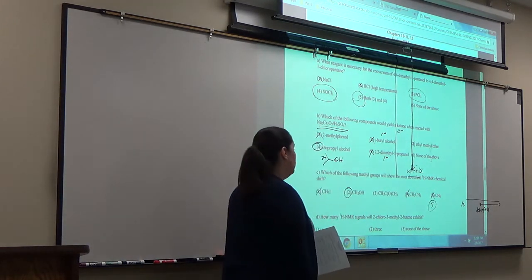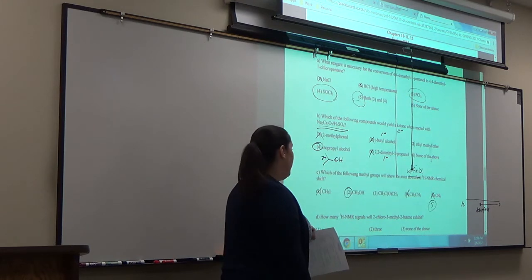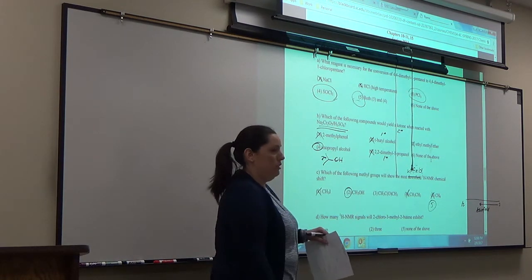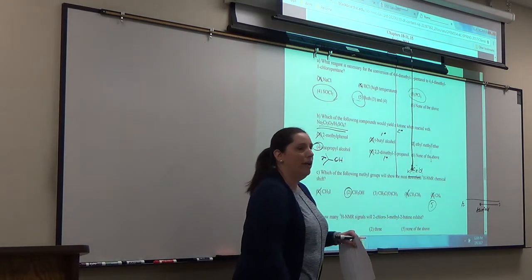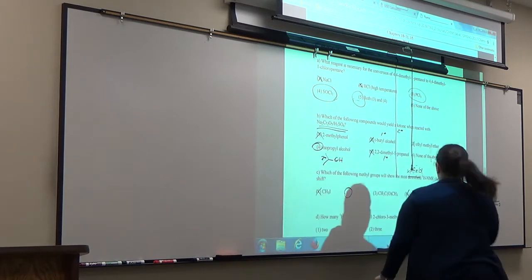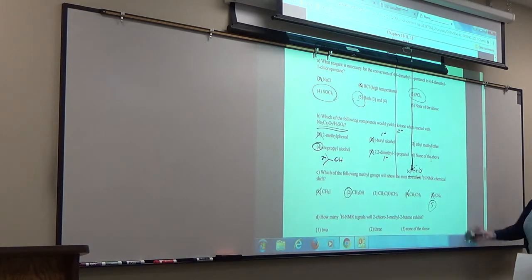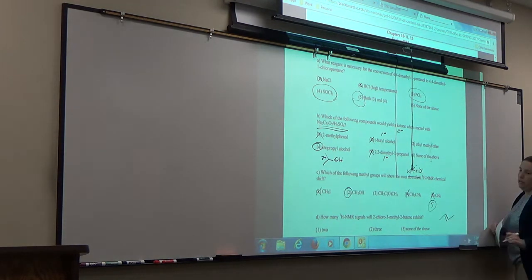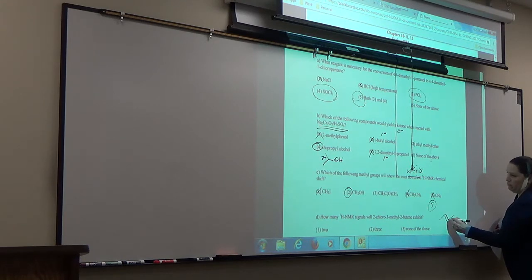Okay, D talks about how many signals you would get for this molecule, 2-chloro-3-methyl-2-butene. So how many peaks means what? How many types of hydrogens do I have? So again, you might want to draw out what this structure looks like. So it's 2-butene, 2-chloro.